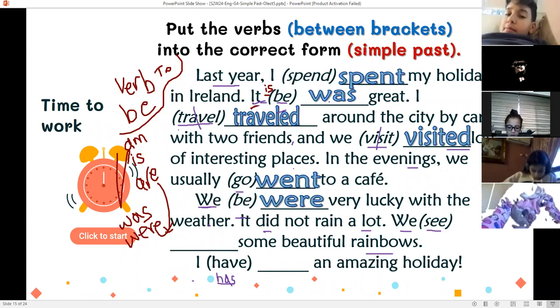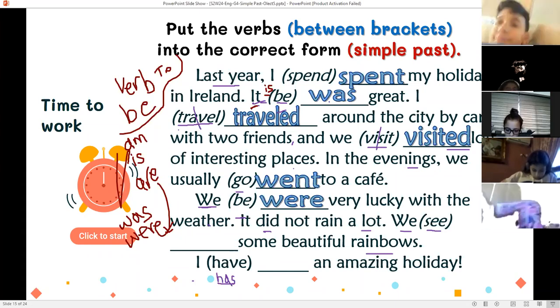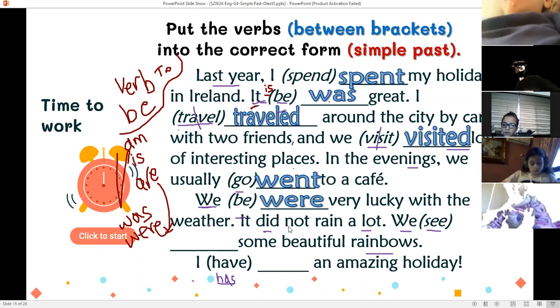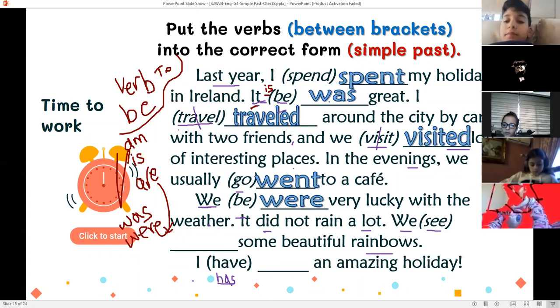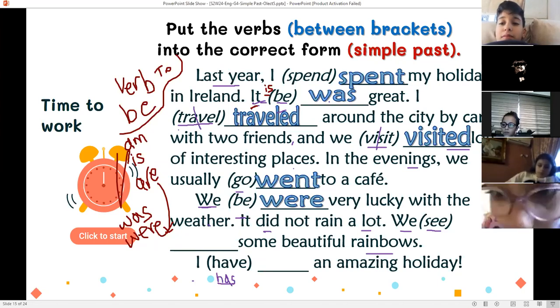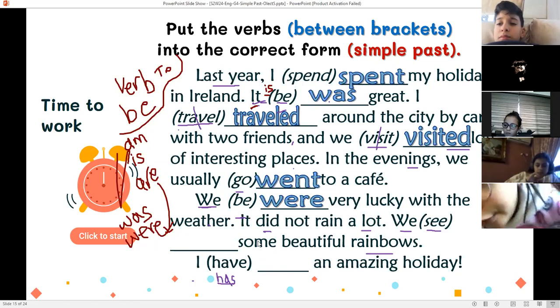Okay, Mia. Yalla, continue. It did not rain a lot. We saw some beautiful rainbows. Bravo. How do you write saw? Do you know? Yes, S-A-W. Excellent. Bravo.